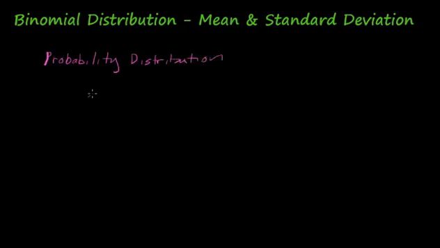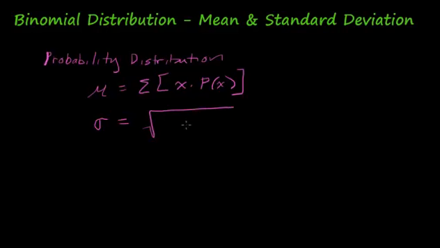we said that the mean was equal to the sum of the x times p of x. Each value of the random variable times its probability, and we sum that up. The standard deviation we found was equal to the square root of the sum of x squared times p of x, all of that minus the mean squared. So once we have the mean, then we can calculate the standard deviation.